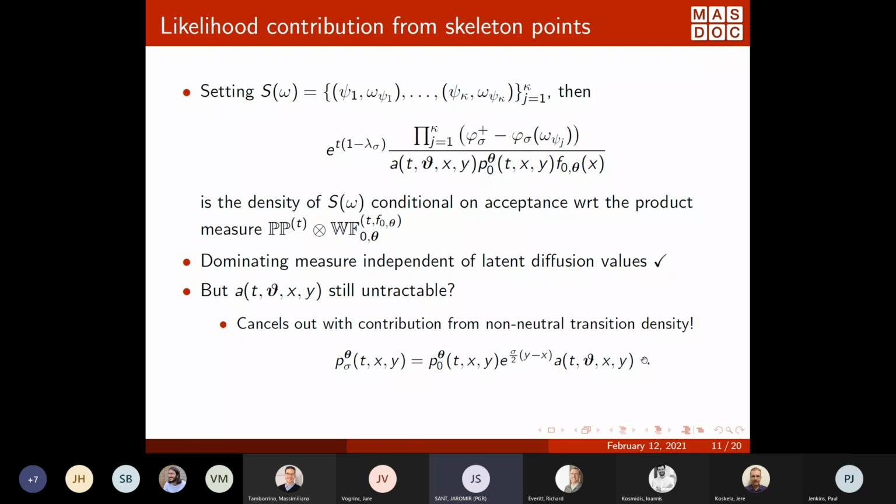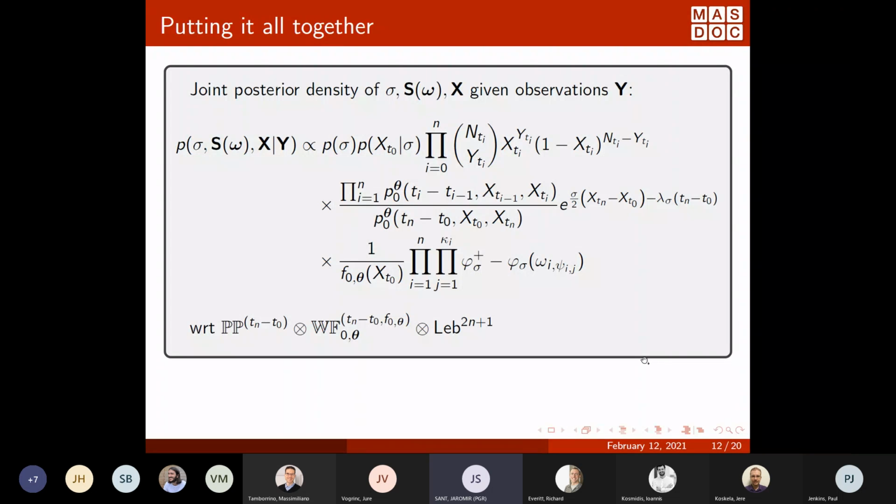and we're going to be happy because now our joint posterior over sigma, the skeleton points, and x, given the observations y, is given by the quantity here on the right-hand side. And we're guaranteed that our dominating measure is independent of the parameters we're doing inference on.